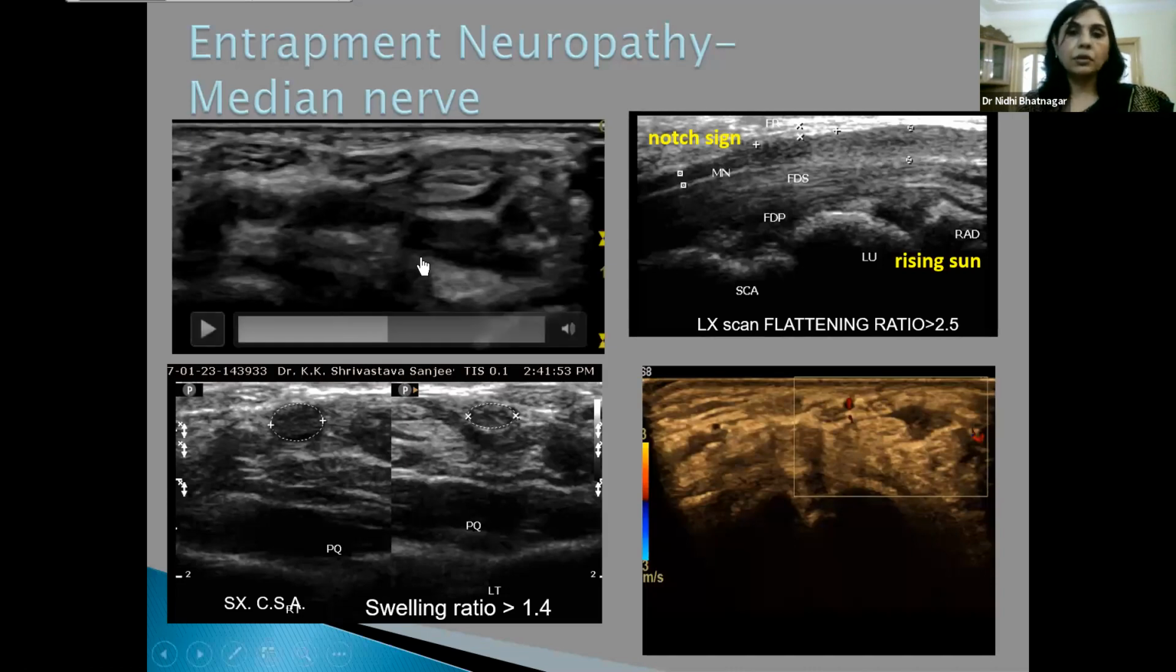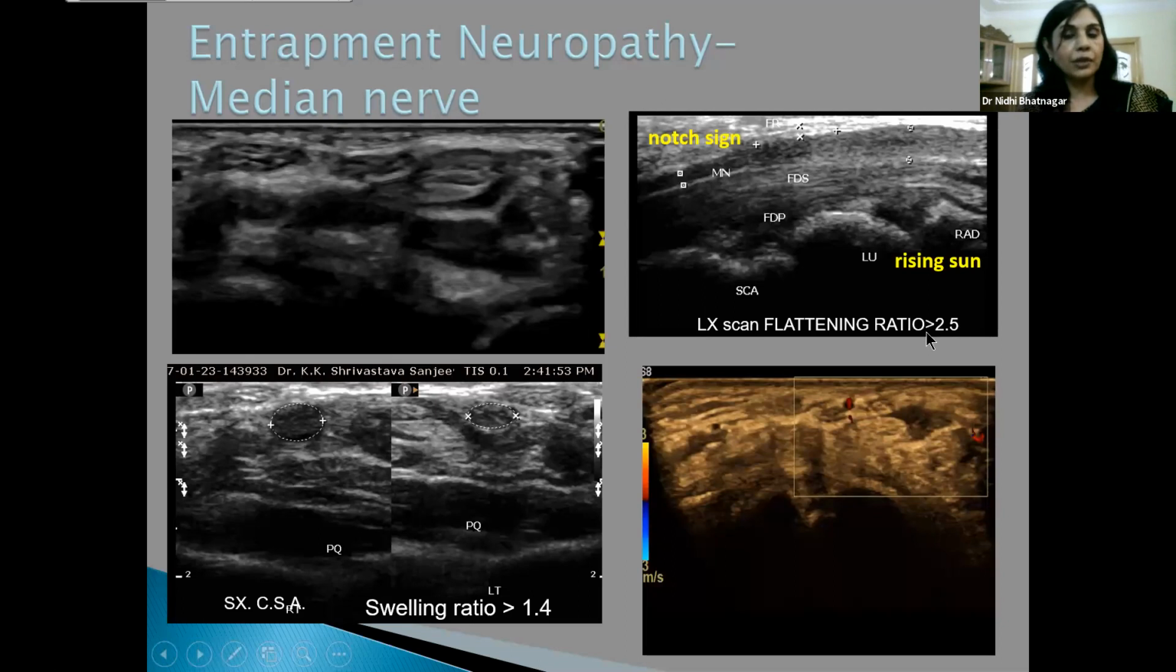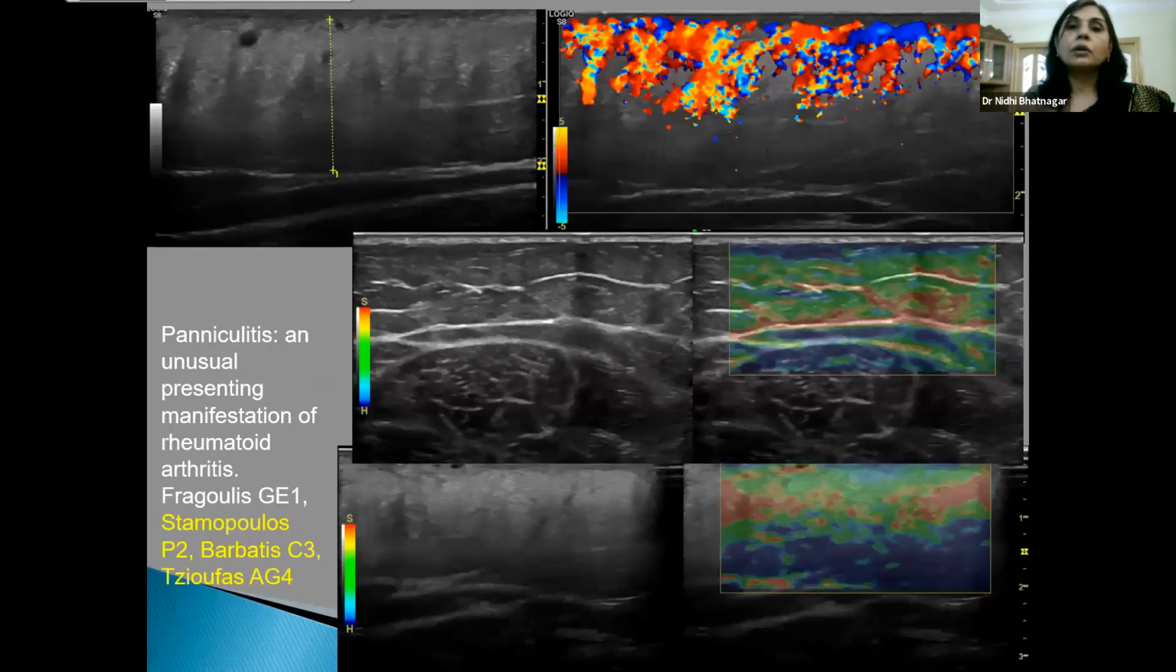Increased cross-sectional area is the mainstay. So we talk about cross-sectional area, which should be less than 11 millimeters squared. But if you want to go into a deeper understanding of that, we can have a flattening ratio, which should be greater than 2.5. And the swelling ratio, that is comparative between the two sides, should be greater than 1.4. So you have a higher diagnostic confidence to give a comparative study of median carpal tunnel syndrome.